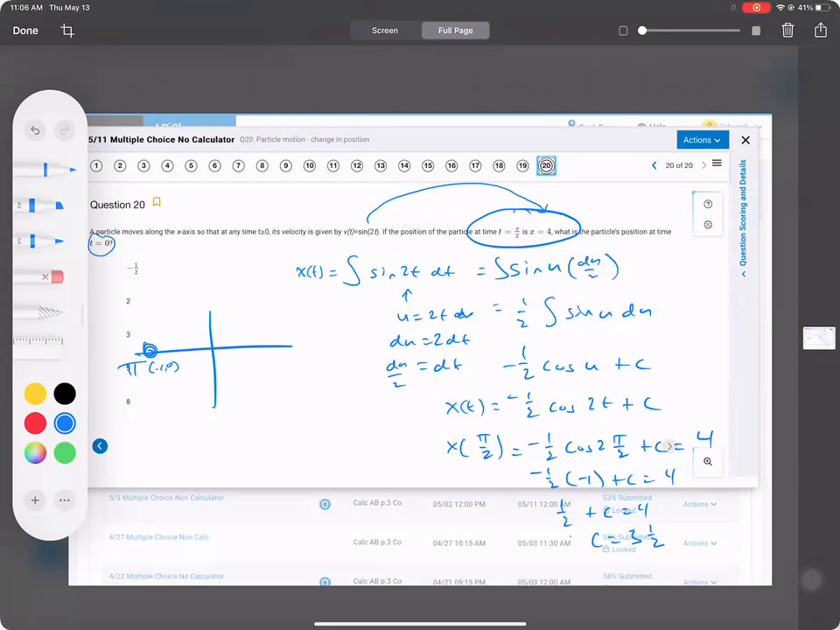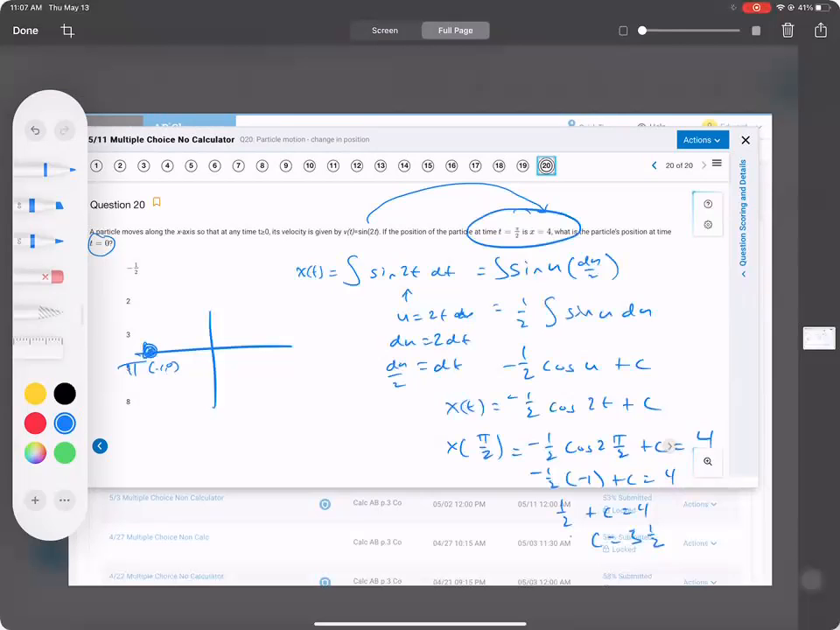Let me see if I messed up along the way. 1/2 times 2 is pi. Cosine of pi. What's the cosine of pi? Here's pi. Cosine is negative 1. I forgot to write the negative part. Okay, so I'm getting 3.5.